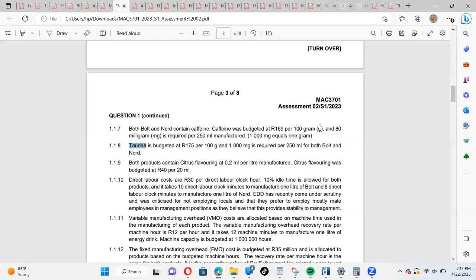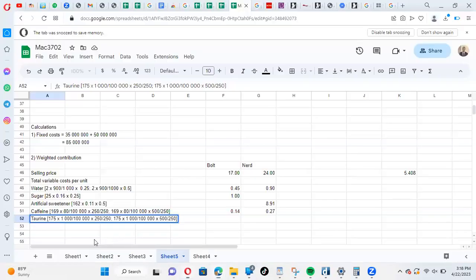On the other one, it was 80 that was required, so hence we are multiplying by 80 milligrams. On this one now, they want 1,000. So for presentation's sake, I'm just putting it as 175 times 1,000, so that the division is at the end, divided by 100,000, and then times 250 over 250 there, since it's per 250. Here, because there are two 250s, we will probably get double there.